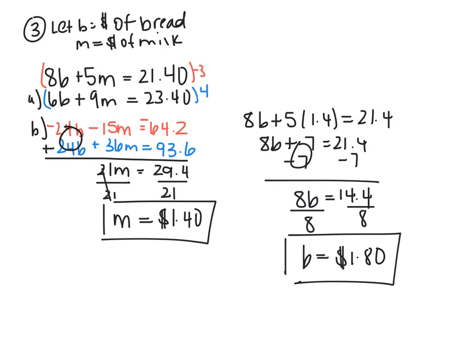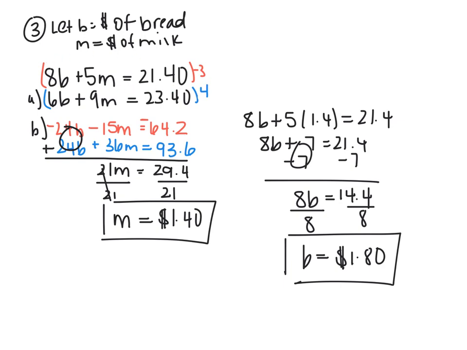Question number 3 is from chapter 2 again, so we're talking about linear systems. So they tell us about some prices of loaves of bread and milk. So they give us this first equation that 8 loaves of bread plus 5 liters of milk is 21.40. So they give us this 8b plus 5m equals 21.40.